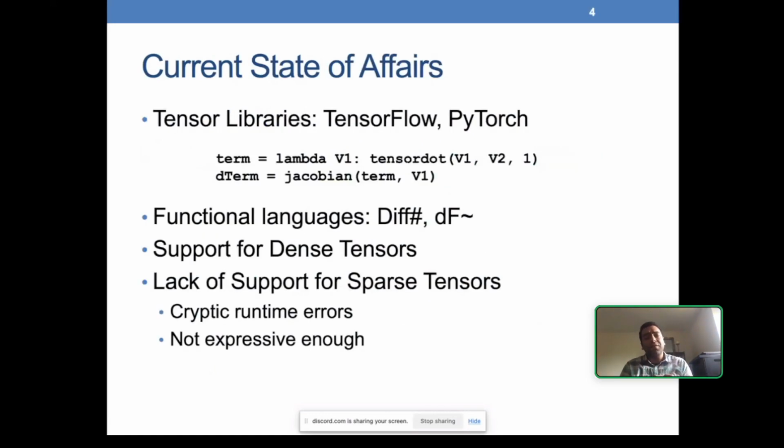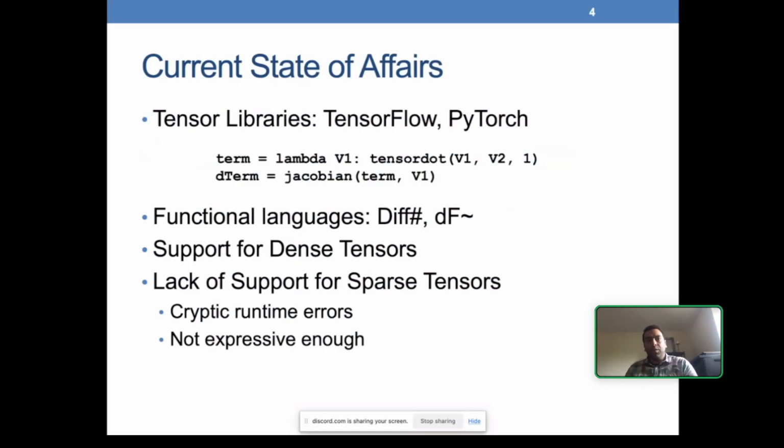And for the current state of affairs for AD, we can classify it into two categories. The first category involves tensor libraries such as TensorFlow and PyTorch, where we specify a function. Here we are specifying a function that computes the dot product of two vectors. And then it has an API like Jacobian or gradient, where we specify what kind of differentiation we are interested in. And also there is similar work on both functional and imperative languages.